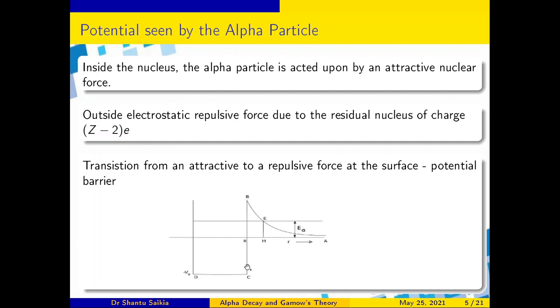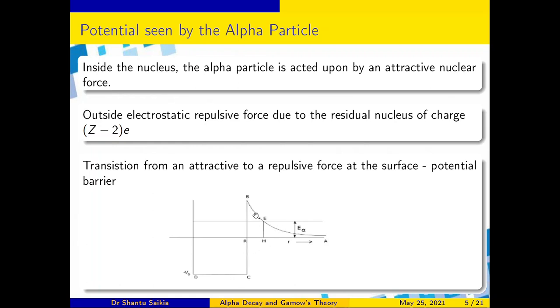So what happens? Suppose this is the surface of the nucleus. This should actually go to infinity classically. This should be very high. So this is the surface barrier. At the surface of the nucleus, there is a transition from an attractive to a repulsive force.